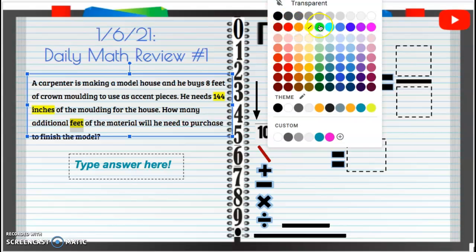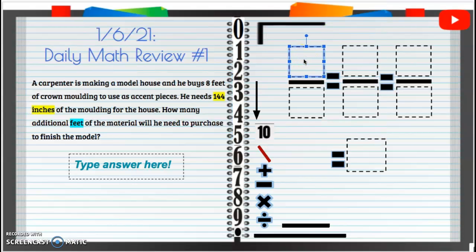Let's do blue. We're going to try to get the inches to feet. So we have 144 inches, and remember, we can put that over 1. We're trying to get rid of those inches. How many inches are in a foot? Do we remember? A foot is a ruler. One ruler has 12 inches in it.